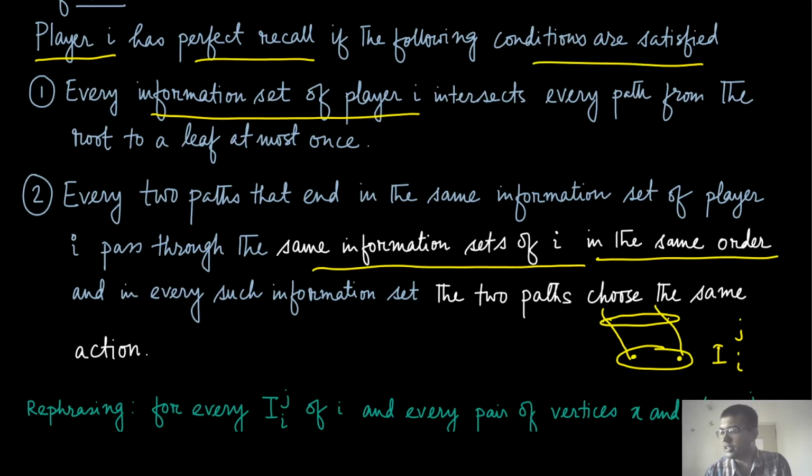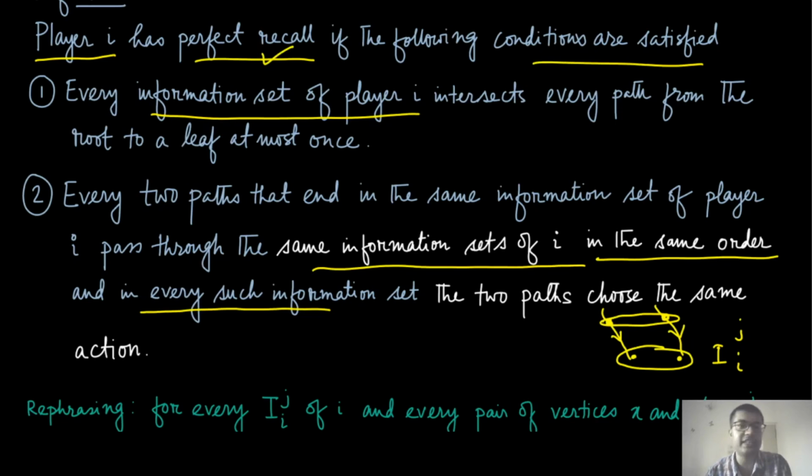That is not all. The other condition that must be satisfied is that in every such information set, the two paths should choose the same action. So if in a node at a different information set it has chosen action A, this should also choose action A, because in the same information set the action set should be the same, but it is forcing that you take the same action. And if these two conditions are satisfied, then we will say that player I has perfect recall.